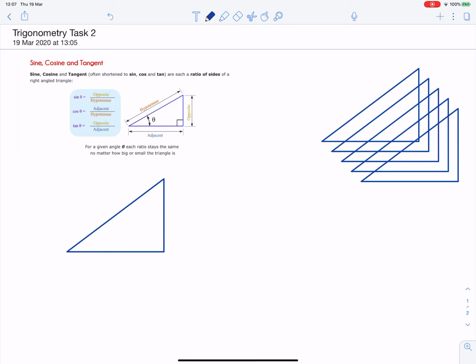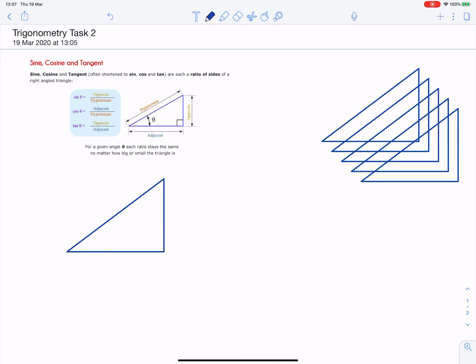Okay, so this morning, hopefully you got the idea of labelling the sides O, A and H. The people who managed to share those with me in Google Docs seem to have done really well. Hopefully it's quite easy. All we're going to do now is just take it one step further.